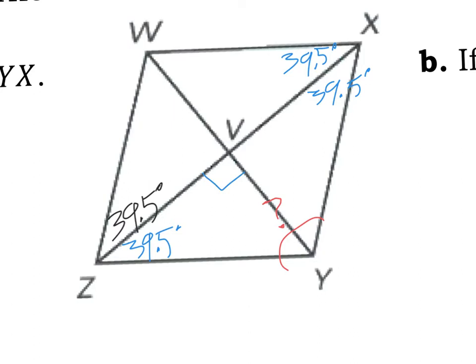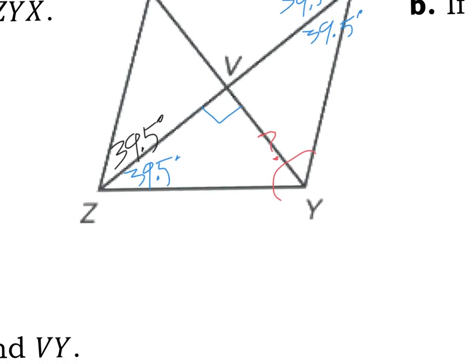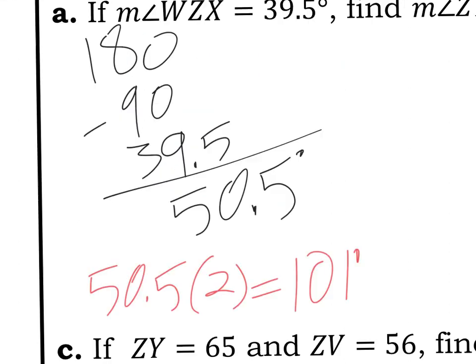And so all we really need to do is just take 90 and 39.5 away from 180, and we'll figure out this angle here, and then all we need to do is double it to figure out what ZYX is. So taking away 90 and 39.5 from 180 gives me 50.5 degrees, so we've got to double that. Doubling that gets you 101 degrees for your final answer.